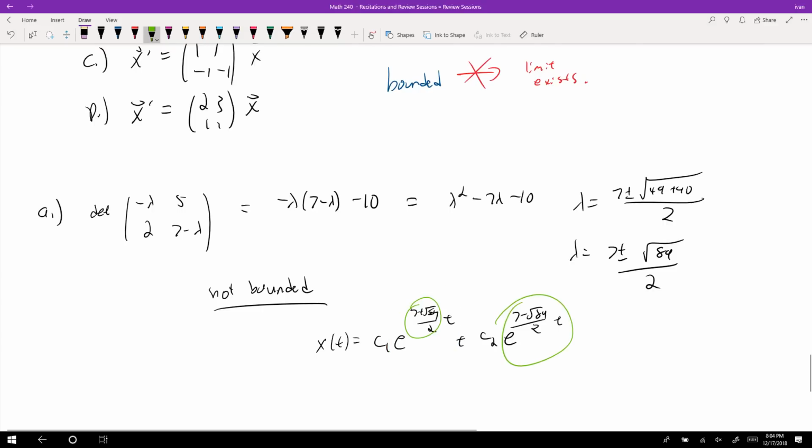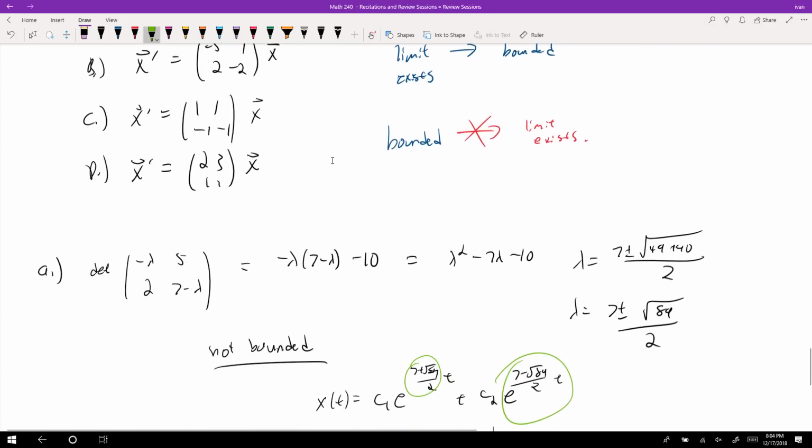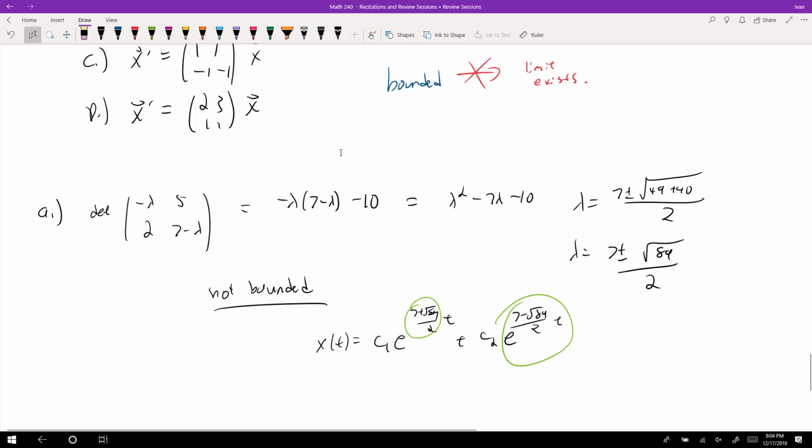This term, however, root 89 is bigger than 7, so this is actually negative. And when t goes to infinity times a negative number, you get e to the negative infinity, but e to the negative infinity is 0. So that's why we're looking for negative eigenvalues. But it has to be negative for both, because the problem's asking for all of its solutions to be bounded. And here, only one of them is. So that's why this one's considered not bounded. Even though this solution, the one with the minus sign, is technically bounded, the entire system isn't.